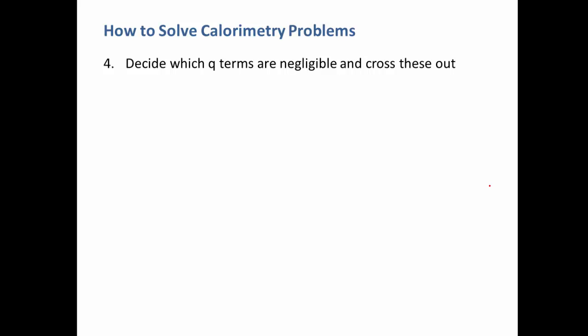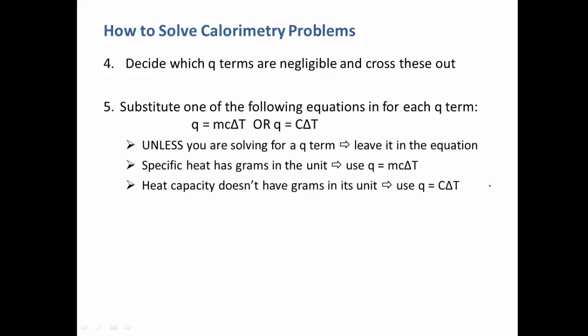These are going to be any terms that are not directly referenced in our problem, or if they are, it will say that they're negligible. With all of the Q terms that you have left that are not negligible, we are going to be substituting for them. We're either going to be substituting in our MC delta T or our C delta T, unless you're solving for a Q term, and then you're going to leave it in the equation. That would be if you're asked to specifically solve for that Q term.